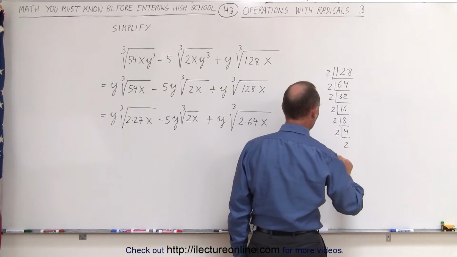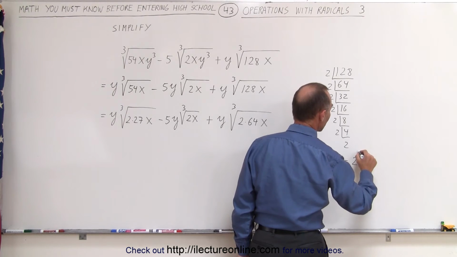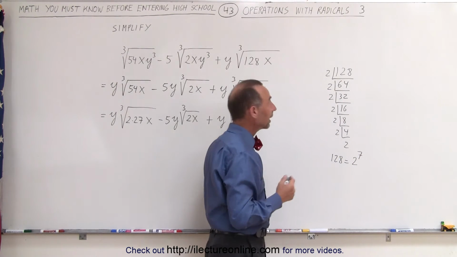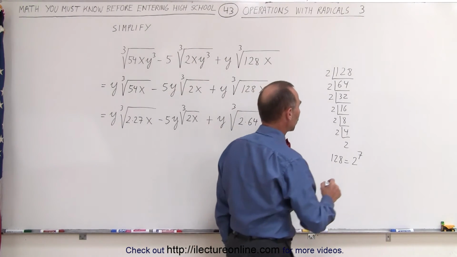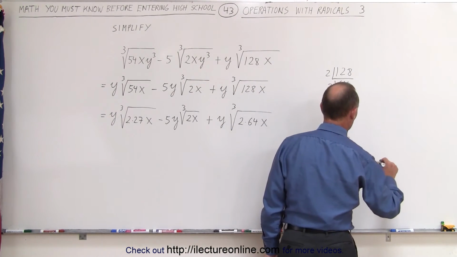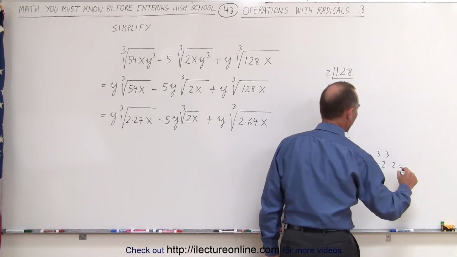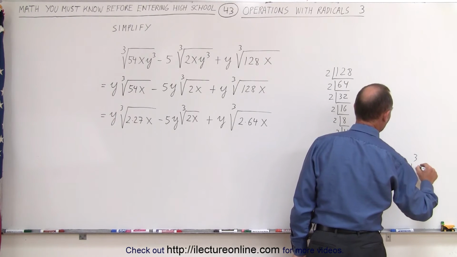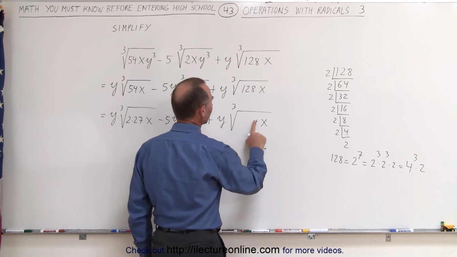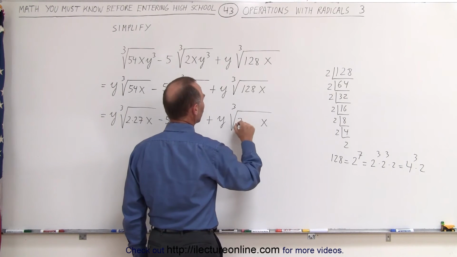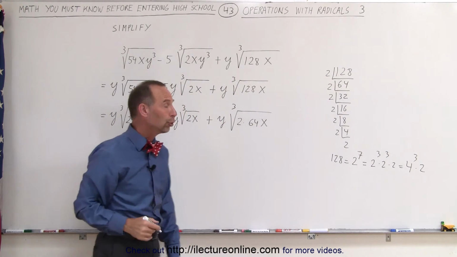In other words, 128 is the same as 2 to the 7th power? 7, 8, 9? Yep, that is correct. 2 to the 7th power, which means that this can be written as 2 to the 3rd power times 2 to the 3rd power times 2, or 4 to the 3rd power times 2. That's a better way to write it. So yes, indeed, this can be written as 2 times 64x, and 64 is really 4 cubed.